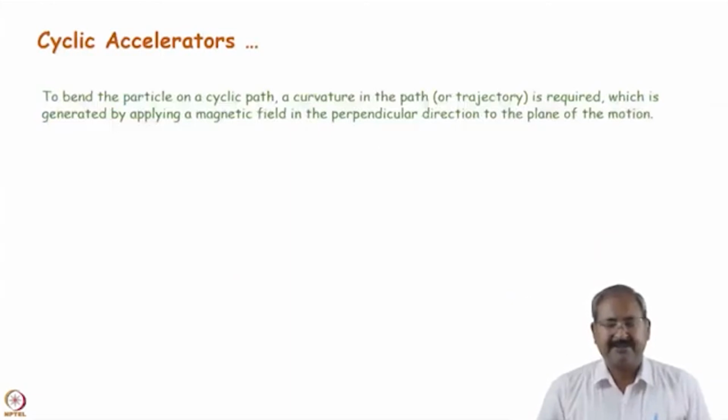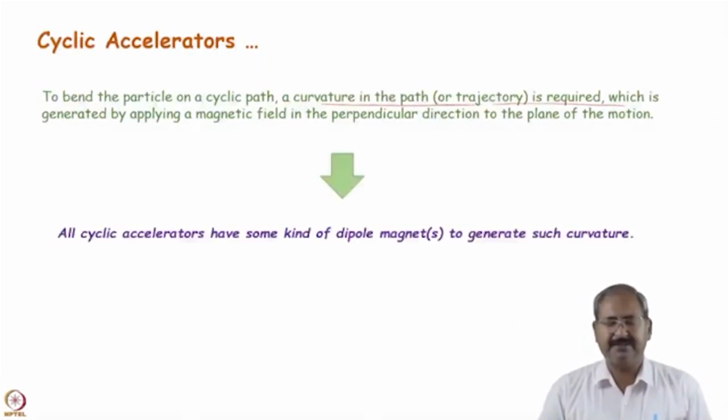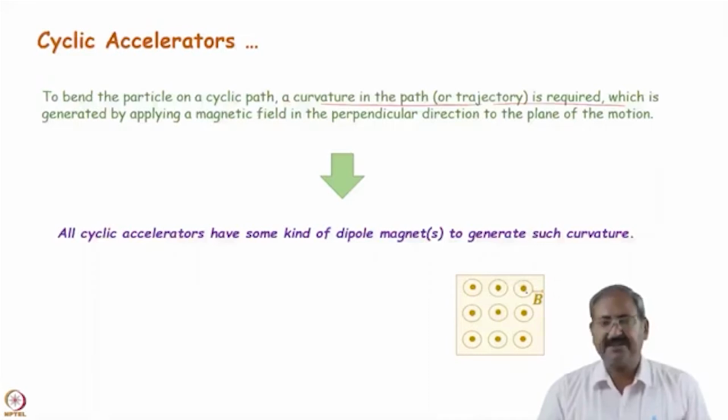As we have seen, we have to make some closed path for sending the particle again into the same RF cavity. Means we have to generate a curvature in the path. And now suppose there is a magnetic field. This is a magnetic field, and the direction of the magnetic field is out of the screen, perpendicular to the screen, and it is coming out. So in this region there is a homogeneous magnetic field.